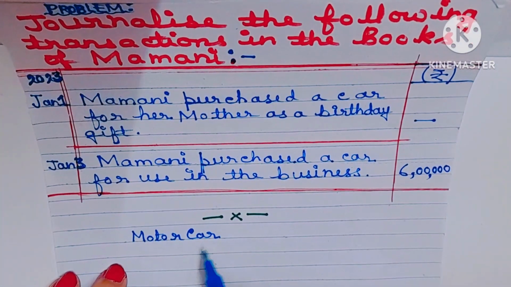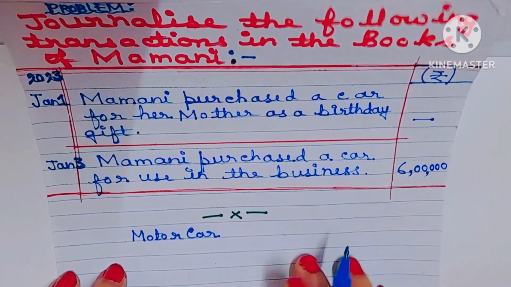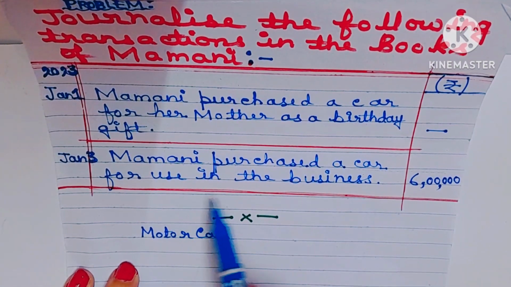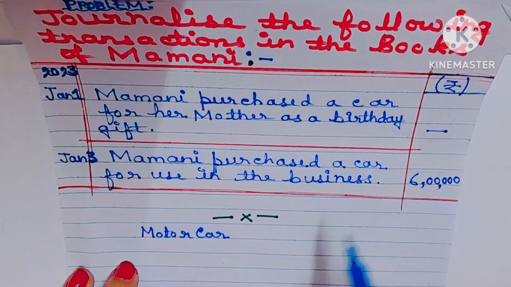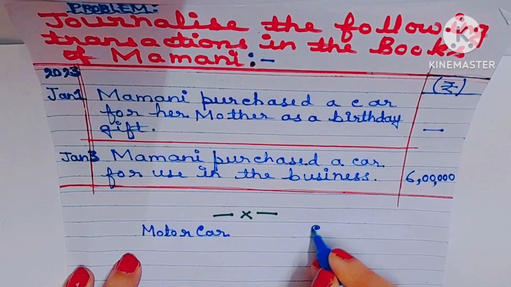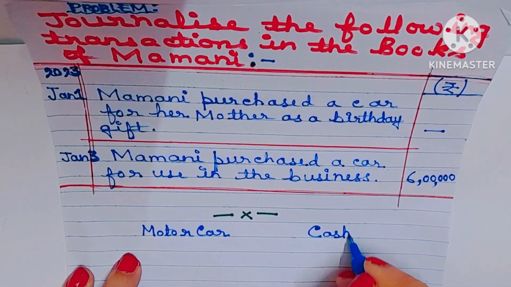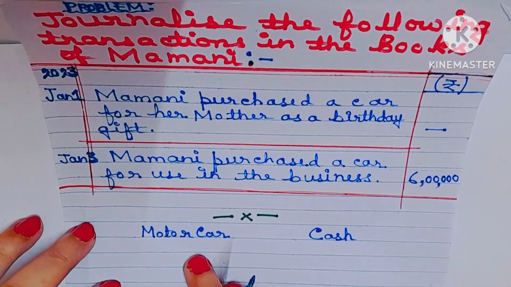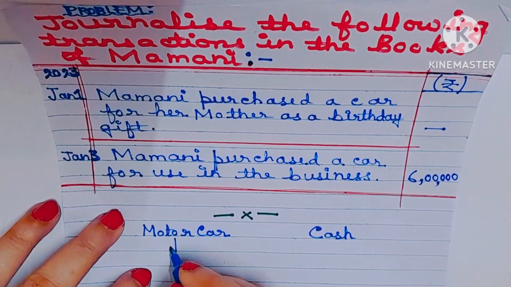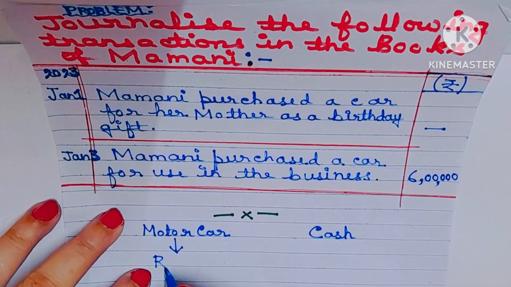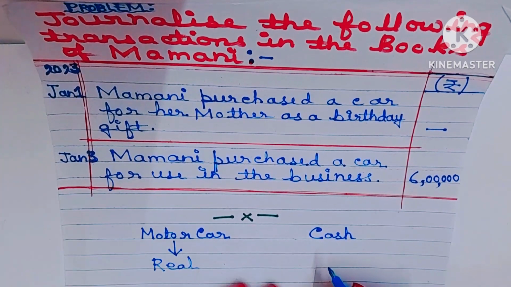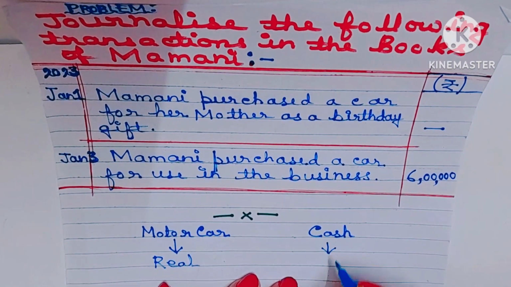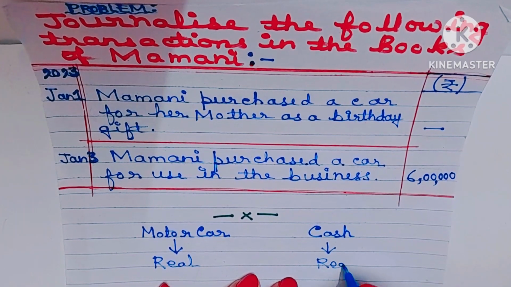So the first account is motor car. Mamuni purchased a car for use in the business, 6 lakhs. Another account is cash. Car is an asset, so car comes under real account. Cash is also an asset, so cash comes under real account.